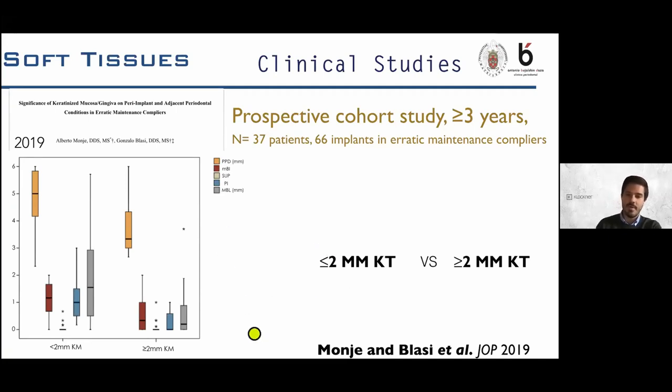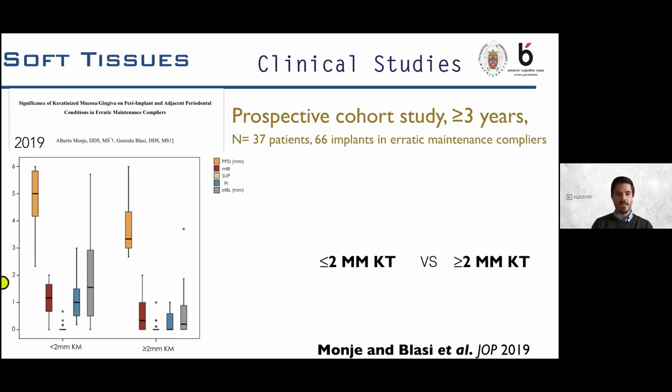These authors, this is one friend of mine, Alberto Monge, performed this prospective cohort study with a follow-up of 3 years as a mean in 37 patients with 66 implants. And this is important because they performed this study in erratic maintenance compliers, in patients who didn't come to our clinic for a regular maintenance program. And in this case, they looked at periodontal outcome variables, such as periimplant depth, bleeding on probing, suppuration, plaque or marginal bone level.